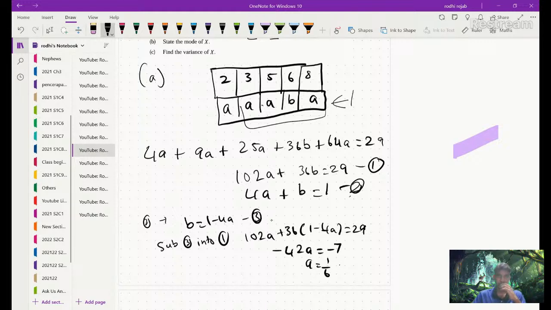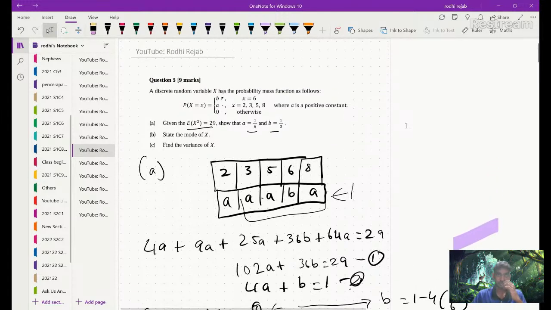Then we substitute this back, so b equals 1 minus 4 times 1 over 6. This is 1 minus 2 over 3, which equals 1 over 3. So we have shown a equals 1 over 6 and b equals 1 over 3. Next, we have to state the mode of x. The mode is the value with the highest probability.